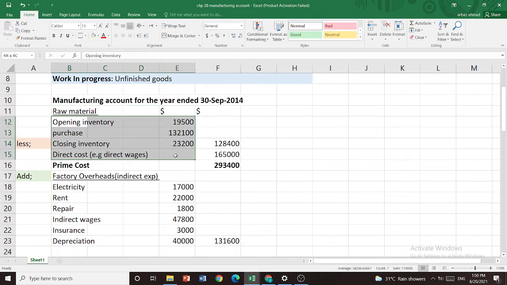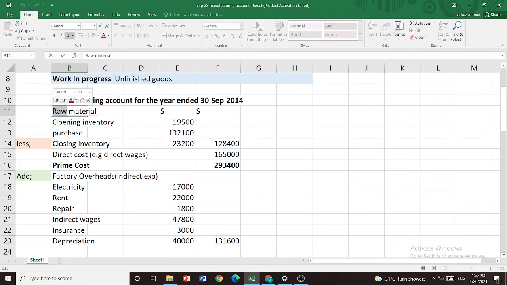The format also looks a bit similar to an income statement, but it is not. First you have opening inventory. Now this opening inventory is for raw material, not finished goods. That means if you are making a calculator, what are the raw materials? The casing, the battery, the buttons, the screen, all those are raw material. Opening inventory means how much was left over from yesterday when you opened the shop today. So it is the closing inventory of 2013, or you can say 30 September, so maybe the last month.